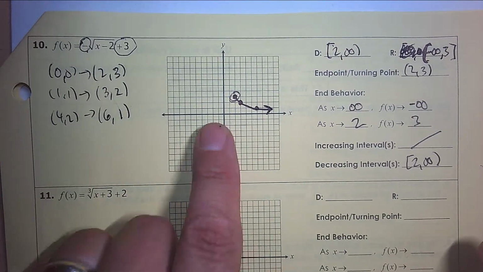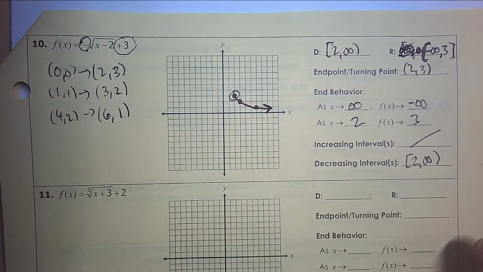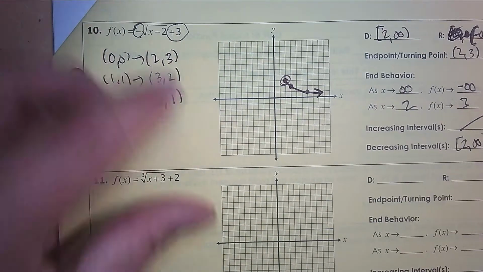So notice what the reflection does. Now it's going down rather than going up. How about number 11? What type of function is number 11?